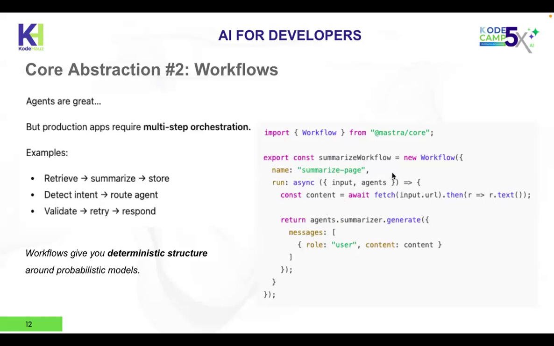And yeah, so here I have a list of agents. So I have an agent that is a summarizer. I can then ask that summarizer to generate content based on the messages. So you can see this is a standard OpenAI message structure. Role is user, content is content.